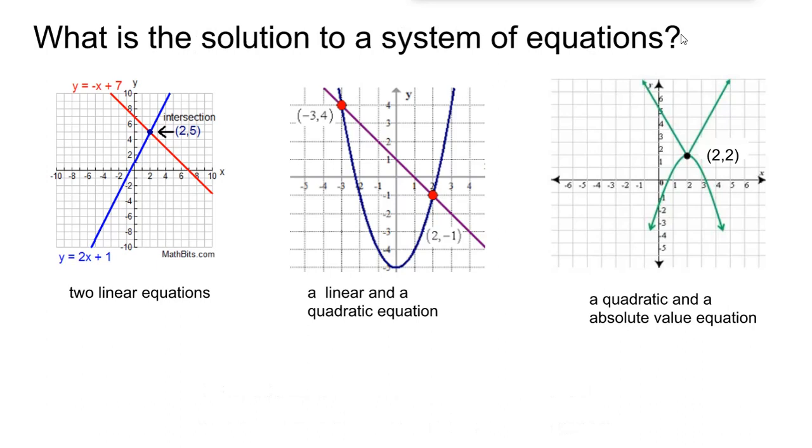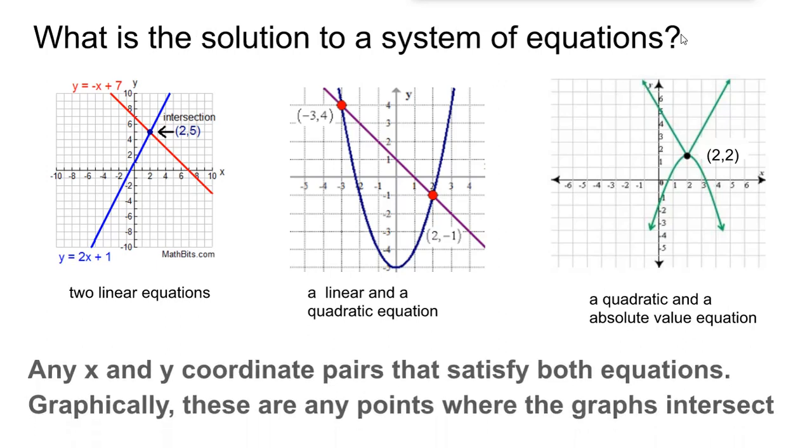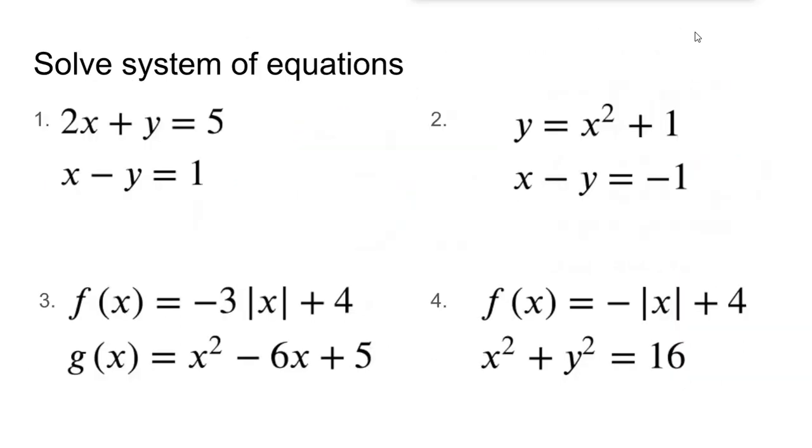Now the next thing we need to know is where the solutions are. The solutions to the system of equations are any x or y coordinates that satisfy both equations. Graphically, those are the points where the two graphs intersect. So basically, when we solve these, we're going to graph them and then find out where they intersect.